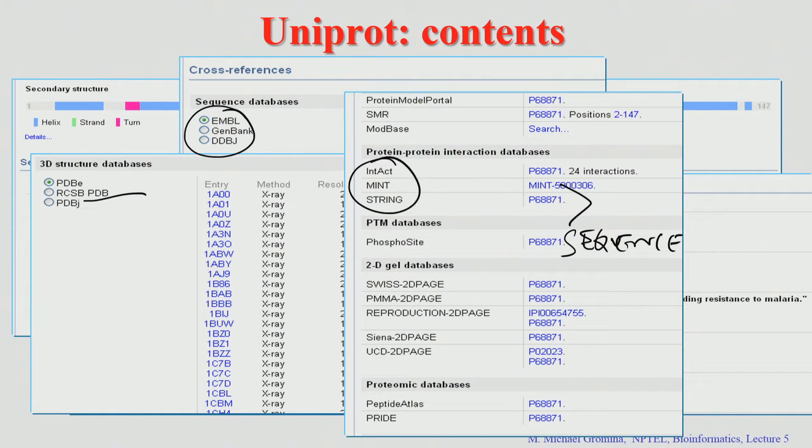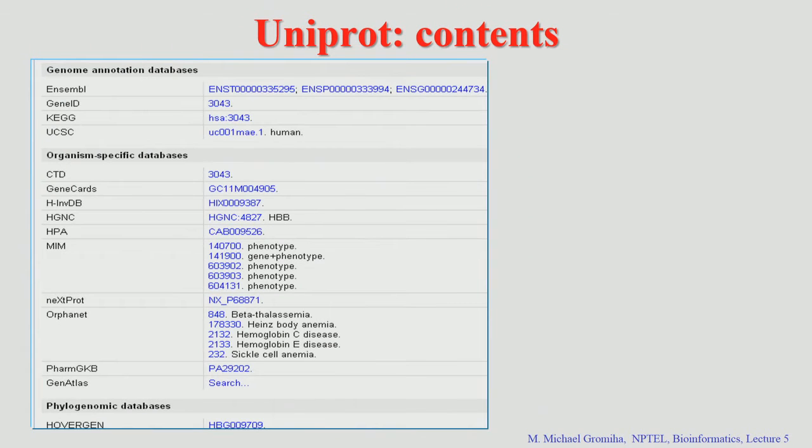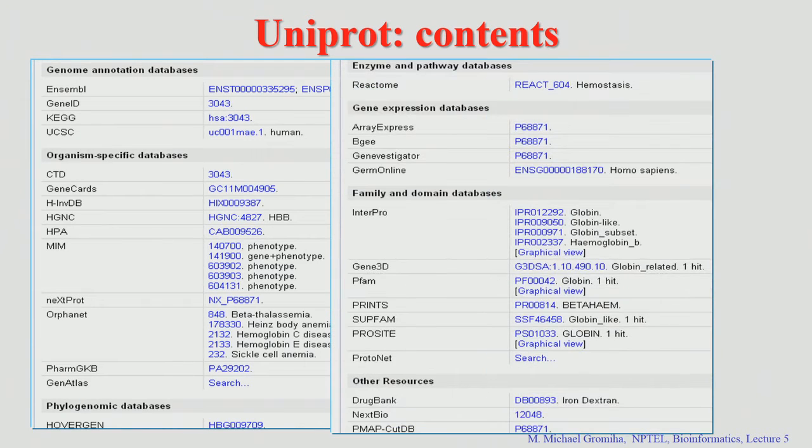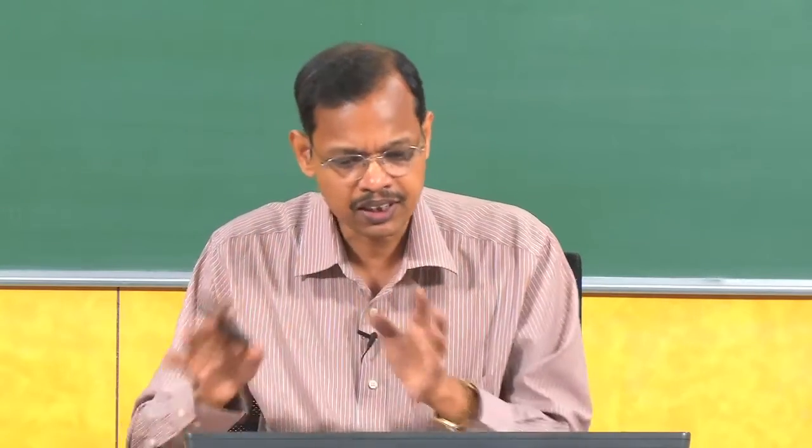These are the protein-protein interaction databases: MINT, IntAct, and STRING. They will show how a particular protein interacts with other proteins. Then they give other protein databases, the post-translational modification databases and so on. They also provide genome annotations, organism specific databases as well as phylogenomic databases. This is one part. The first part is the general information, the second part is the sequence, structure and functional information plus the links, and now they give the different types of annotations.